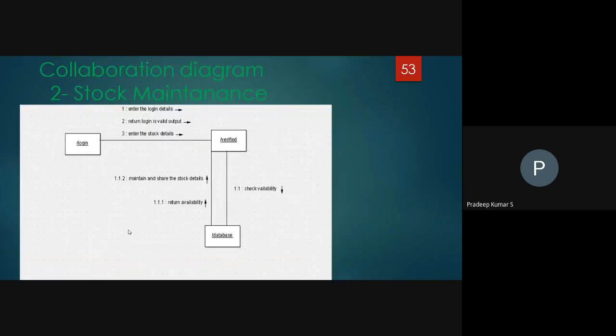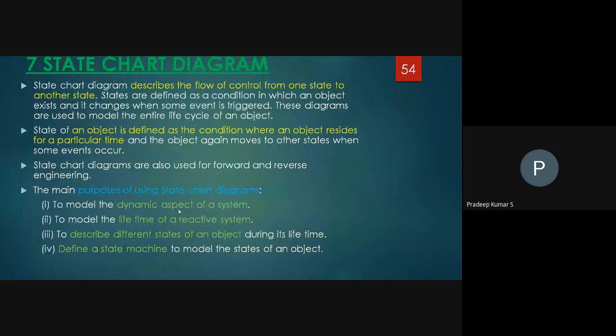Again the same example in collaboration, very simple. Again three roles: login, verified, and database. Here also they gave the details: enter the login details, return that the login is valid, enter the stock details. Everything I showed in a clear manner. Here the customer wants to buy the product details, again with the same database and validity. We only have to put the numeric scenario numbers, then we can draw. So I beautifully explained the sequence diagram and the collaboration diagram.